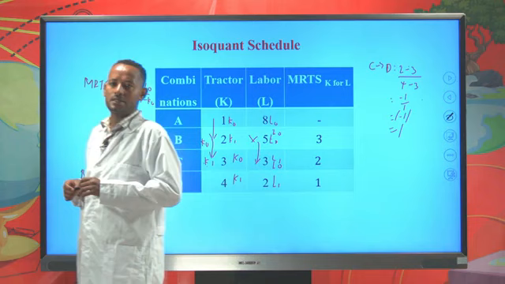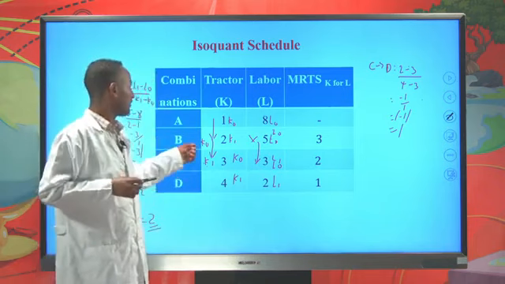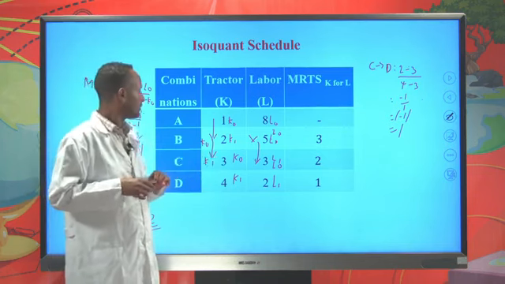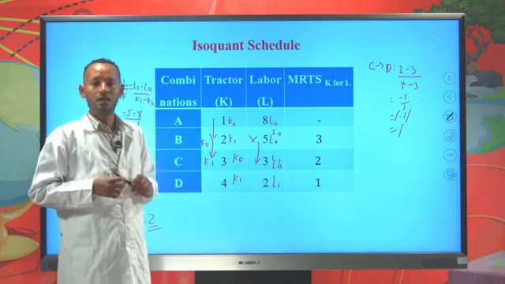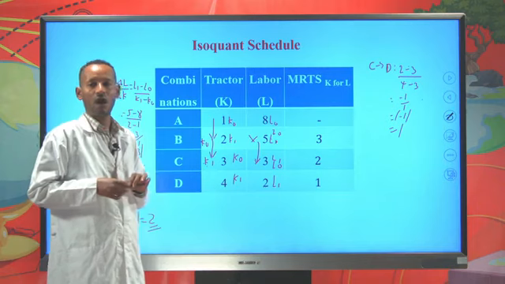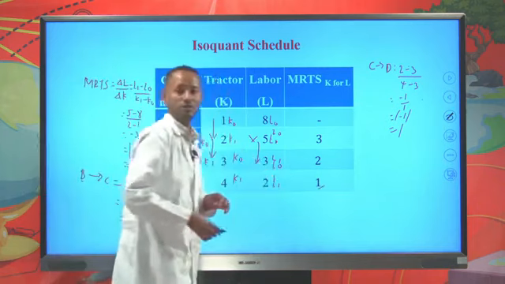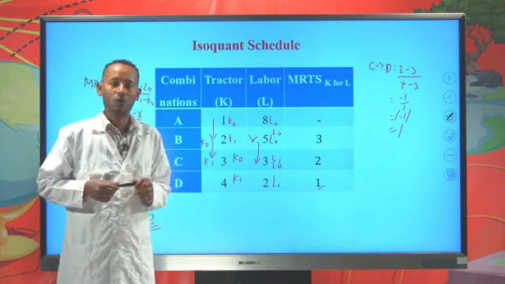So this tells us as we increase implement of the variable input tractor from 3 to 4, if implement of the variable input labor declined from 3 to 2, then the rate by which one variable input is substituted for another on the same isoquant is 1. That means we are substituting 1 tractor for 1 labor.